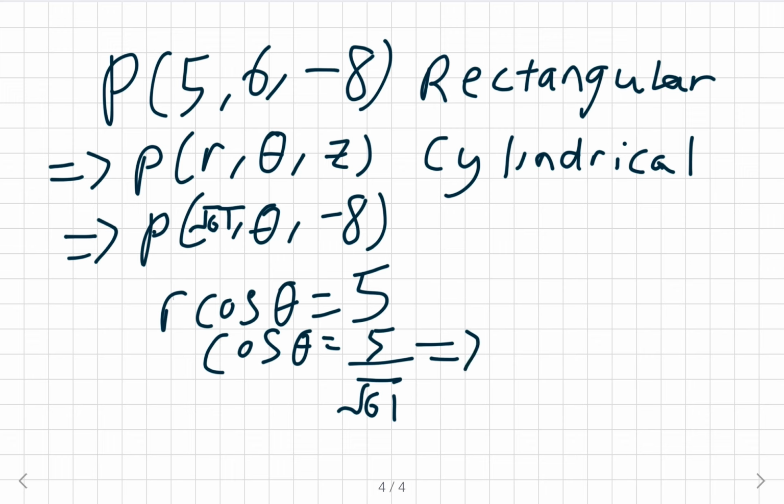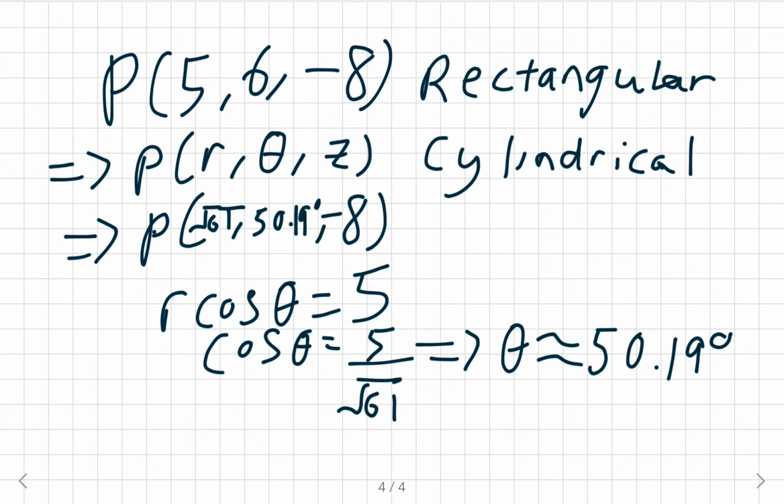So we'll get that theta is approximately 50.19 degrees. So we can also write that in. That's 50.19 degrees. And this is the cylindrical coordinate of 5, 6, negative 8. Since 5, 6, negative 8 is rectangular coordinates, then root 61, 50.19 degrees, and negative 8 is the cylindrical coordinates.